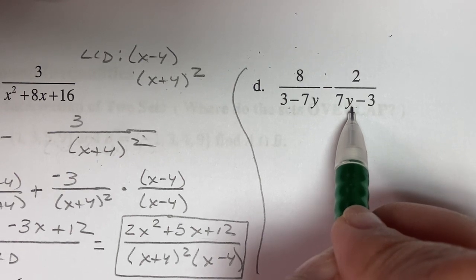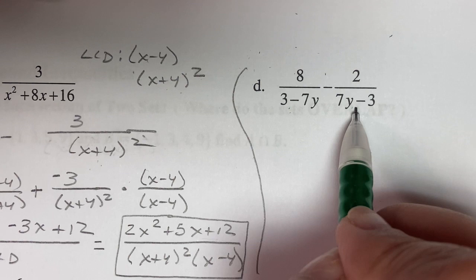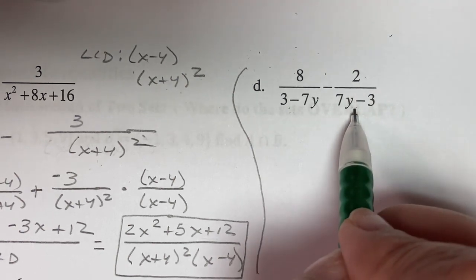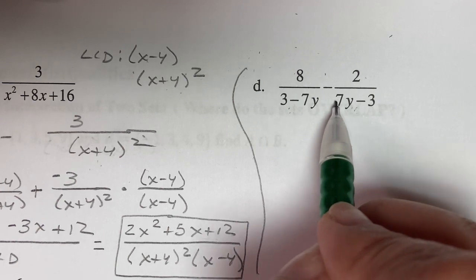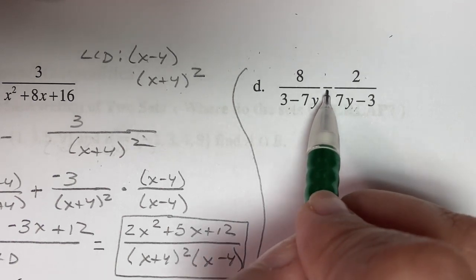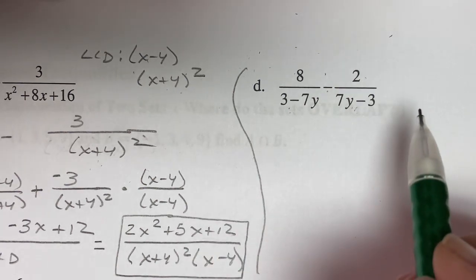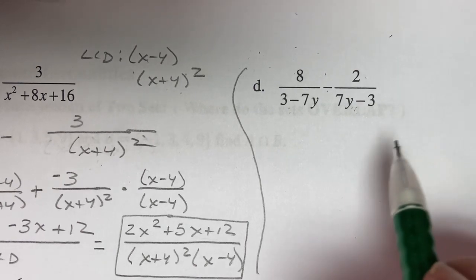And I could do one of two things. I could factor the negative 1 out of here, which would make this a negative. Or I could factor the negative 1 out of this denominator, which would change this from a negative to a positive. Any one of those 4 things that I just mentioned to you will give you the exact same answer in the end. So it's really kind of up to us.